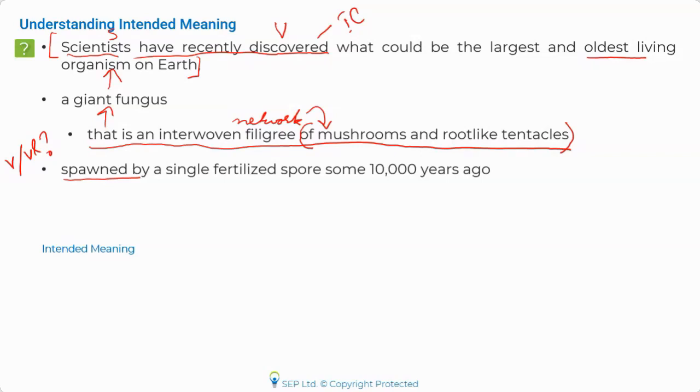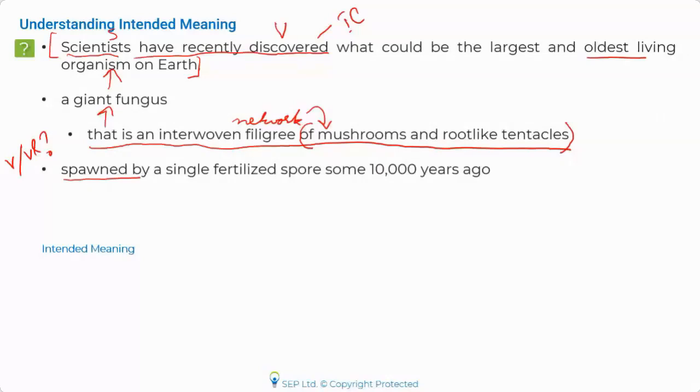It is modifying filigree. Hiranmai, it is not modifying fungus directly. It will not jump over a verb to modify fungus. It cannot modify fungus from that distance. You were not there in the session earlier, so we discussed that ed verbals can modify only the nearest noun or nearest noun phrase. So Yasmin has got the perfect answer.